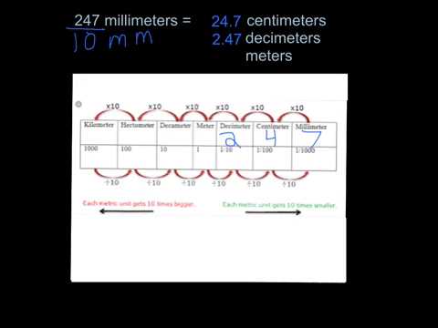And finally, as we convert from decimeters to meters, we will move the decimal over one more place to the left to get 247 hundredths of a meter. In summary, each unit is either 10 times greater or smaller than its previous unit.